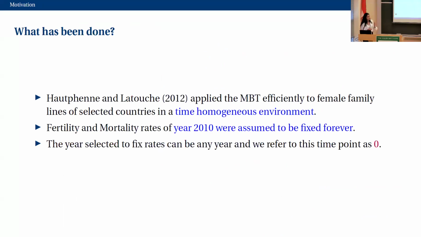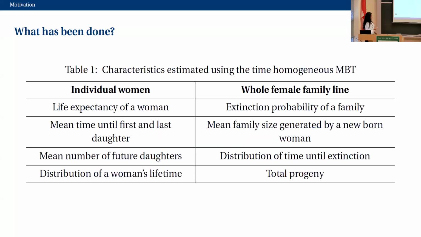Now, when we looked at the literature, we saw that previously there has been a study done where you use a Markovian binary tree to model the lifetime of a woman using a time homogeneous environment. There they assume that the rates of the year 2010 remain fixed forever. And they go on to compute a number of characteristics related to an individual woman, as well as the whole female family, like life expectancy of a woman, mean progenies, total progenies, extinction probabilities.